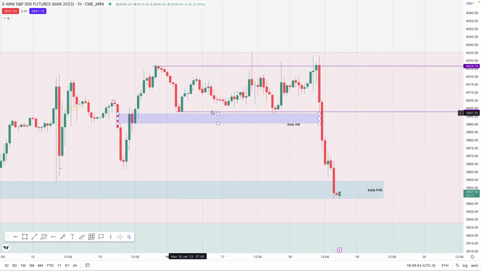So see how we created these equal lows right here as well, right at this order block. And then look what price does on this 1 hour candle. It just completely blows right through that. And we'll see that on the 15-minute chart as well. So, moving on to the 15-minute chart.